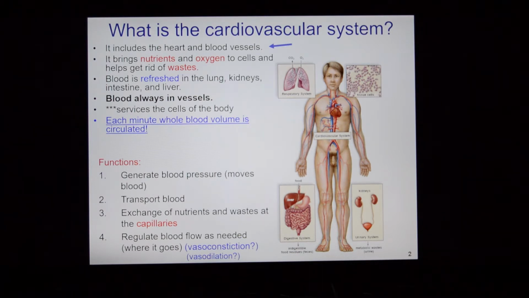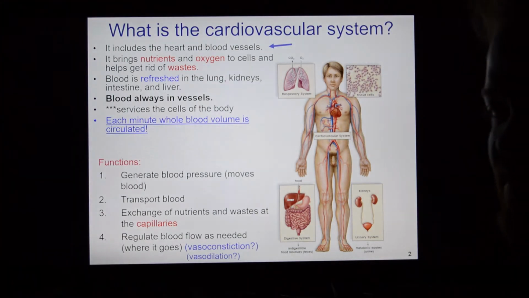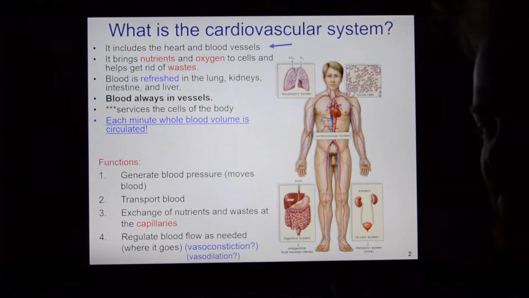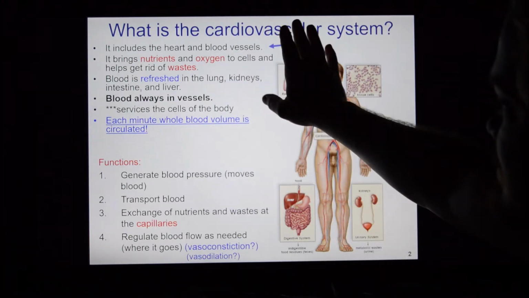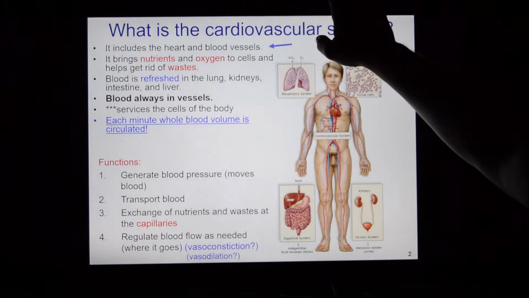So imagine, this is a weird example, but imagine this almost like a nurse in a hospital. These assistants come in, they bring you the things that you need while you're there, and they take away anything you need to get rid of. That is the cardiovascular system. That is the blood.